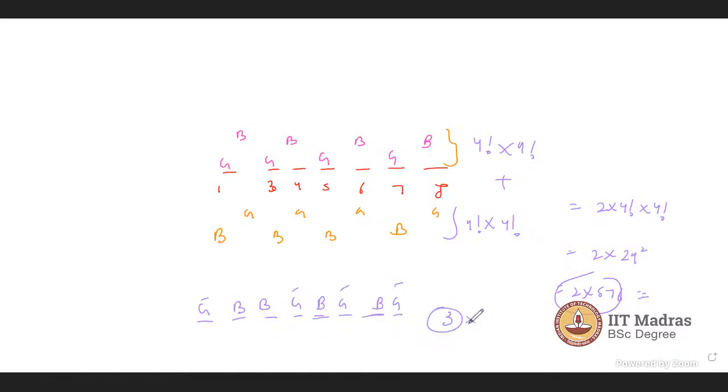This pair will move 3 times. Yes, if we take 5 into 4 factorial into 4 factorial, then that's why I got this question wrong.